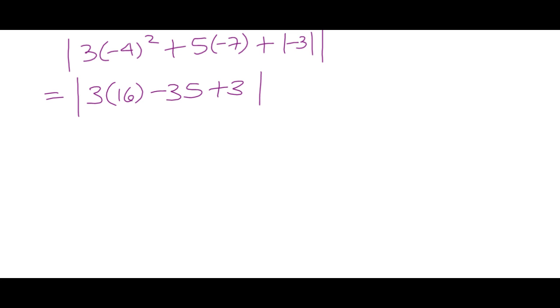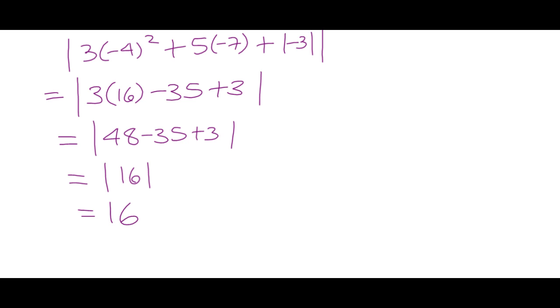So negative 4 quantity squared is 16. I've got 3 times 16. Plus 5 times negative 7, that's just regular parentheses. 5 times negative 7 is negative 35. So plus negative 35, just write that as minus 35. Plus the absolute value of negative 3 is 3, so plus 3. So we got 48 minus 35 plus 3. 48 minus 35 is 13, plus 3 is 16. And the absolute value of 16 is 16.